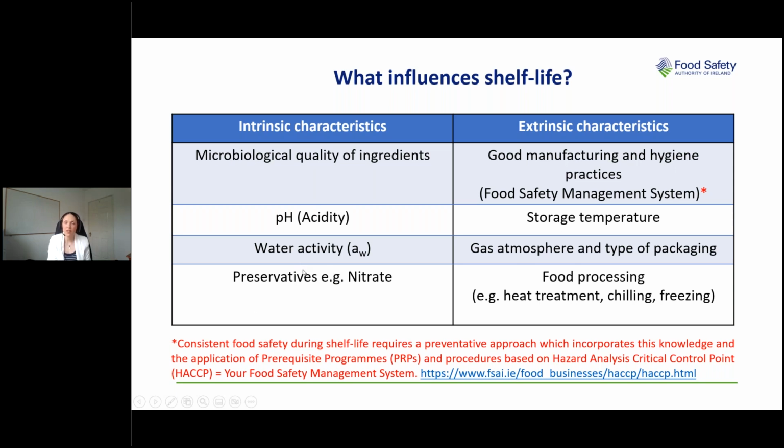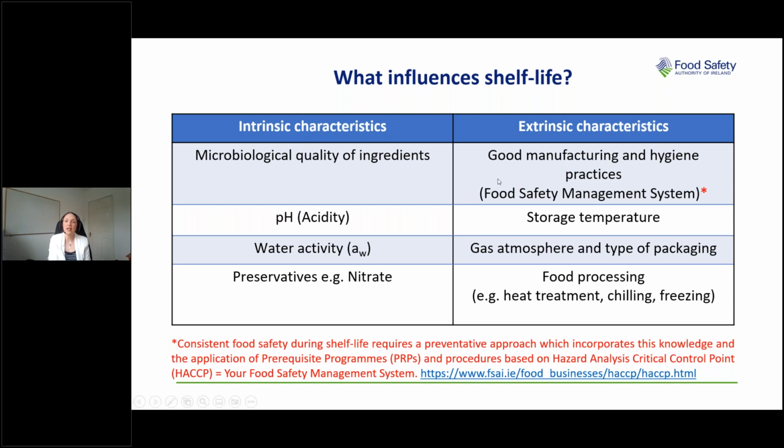Have you used any preservatives when you've made that food? If you use a preservative, you might be able to extend the shelf life of the food. And then you have external characteristics. One of the really key points is good manufacturing practices and your food safety management as part of your food safety management system, and being able to identify any hazards that are relevant to your food as part of your hazard analysis and critical control point based procedures, and putting in appropriate control measures to control any hazards so that they don't pose a risk to the person eating the food.